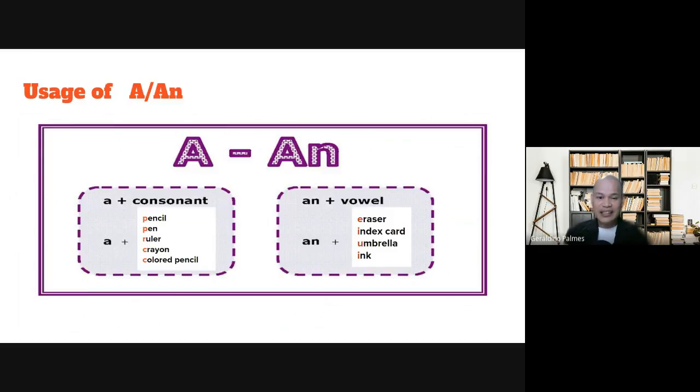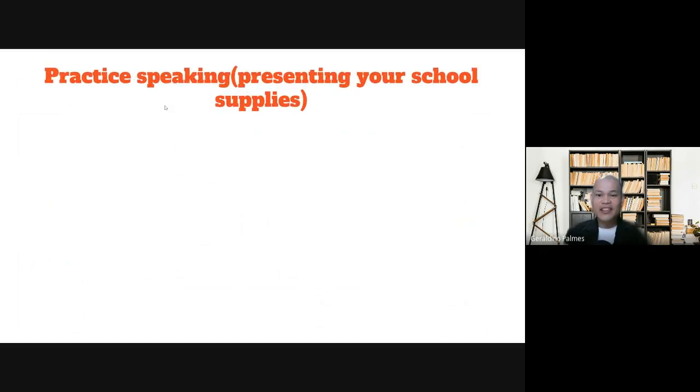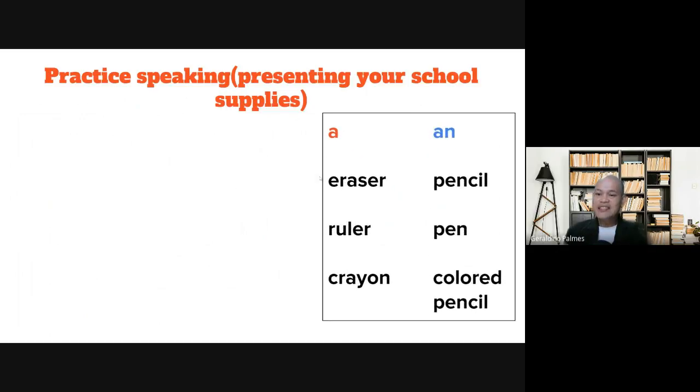Now let's look at our practice. This time I want you to practice speaking after we learn the grammar pattern. Presenting your school supplies. Look at here. So these are the words we're gonna use in the sentences. We have a and an, the articles we're gonna use, and the names of the objects or the school supplies we've got.